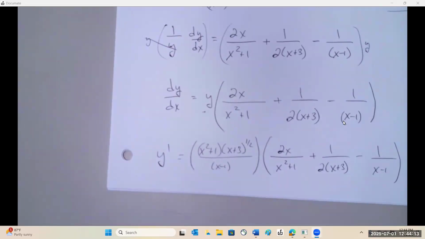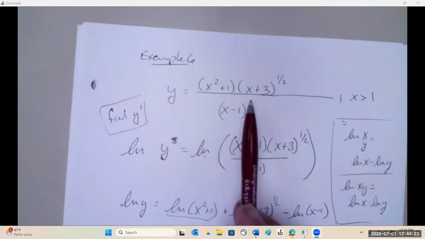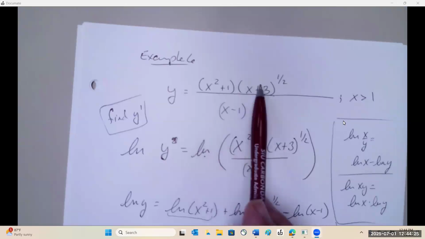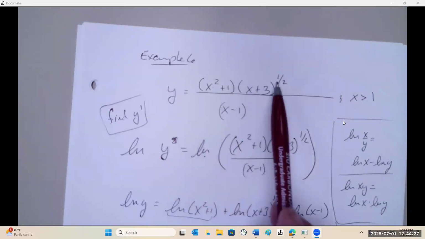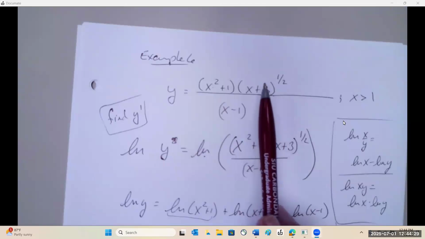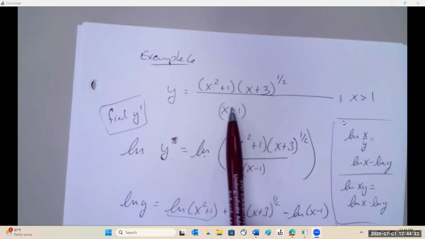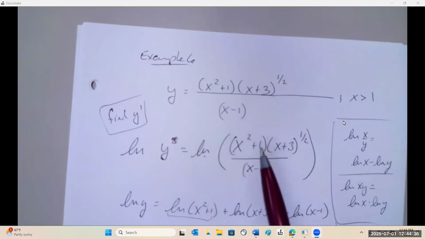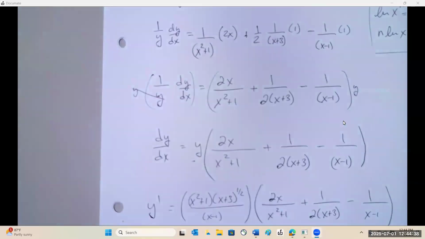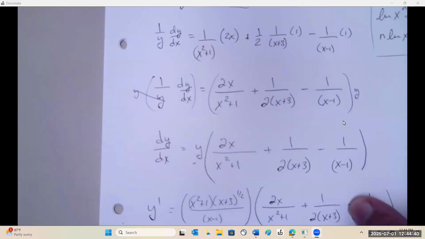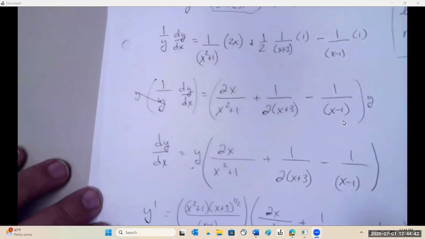So you see the beauty of using ln instead of trying to do the quotient rule, the product rule, the chain rule. I mean, think of how much time we'd spend doing that. We'd have to do the product rule here. The derivative of this one would require a chain rule. And then we have to use the quotient rule for the whole thing. So the ln function is a lot easier. This is less writing than what you would have normally done.